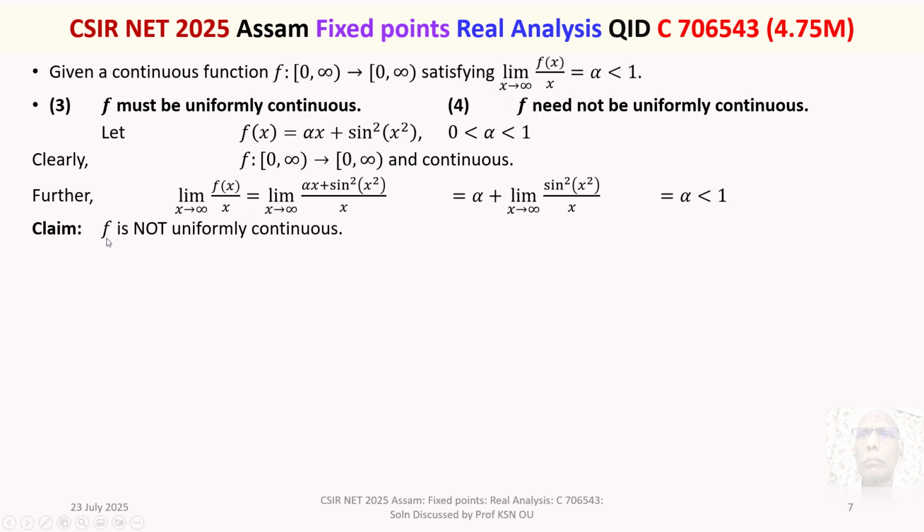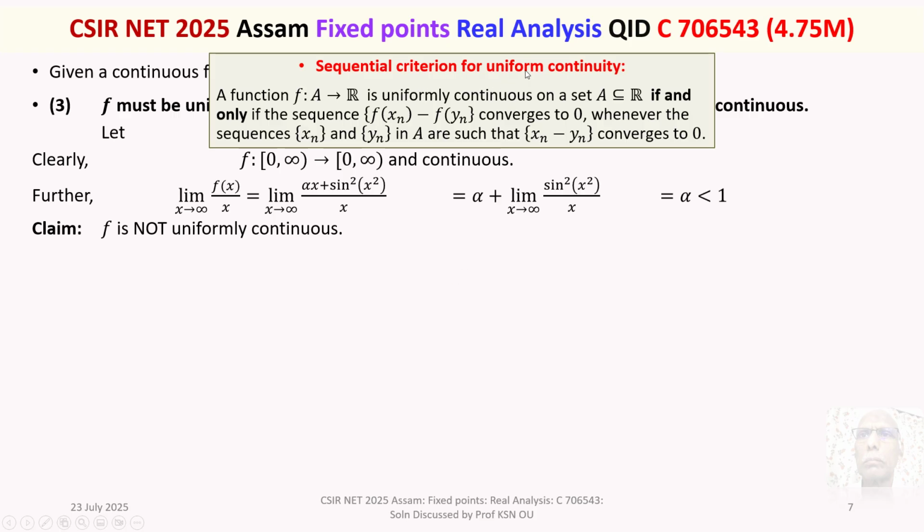So for this function, our claim is f is not uniformly continuous. For this, we recall the sequential criteria for uniform continuity. A function f from A to R, where A is a subset of R, is uniformly continuous on A if and only if the sequence f of xn minus f of yn converges to 0, whenever the sequences xn, yn in A are such that xn minus yn converges to 0.